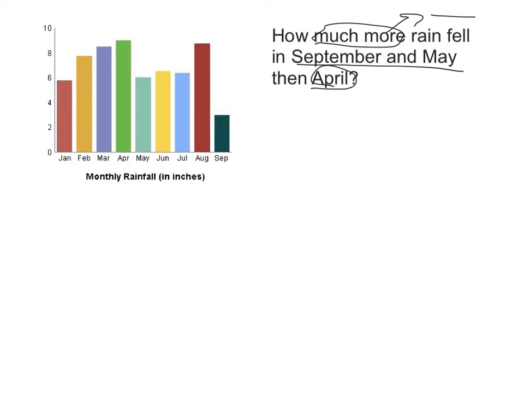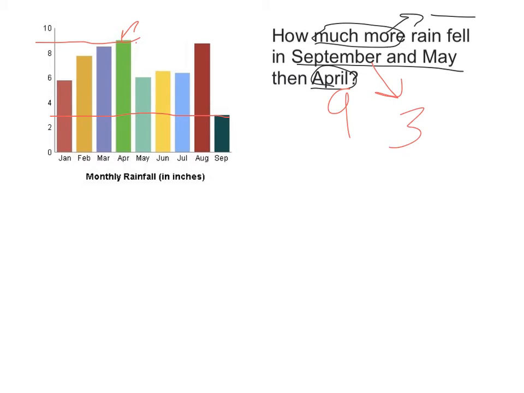So let's start with April, because it's by itself. April is right here. So if we draw a line going across, it's halfway between the 8 and the 10, which would make it 9 inches. Now if we go to September, draw a line all the way across, halfway between the 2 and the 4, making that a 3.